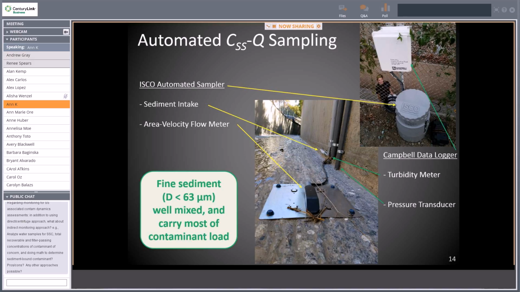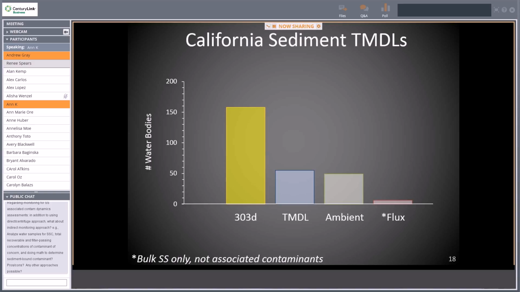Do you know offhand which of the TMDLs are using the flux model? So let's see. I know that out in the Imperial area, in the Colorado River regional board area, some of those agricultural drainages were studied from a flux-based perspective, and I know that their targets are flux-based. That's one of the ones I can call off the top of my head. And if you wanted to follow up with me with an email, I can send you some of that information.